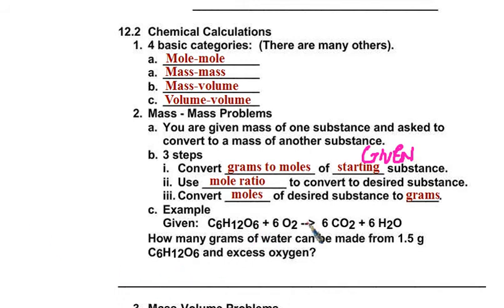Our example here is going to be the cellular respiration equation, which is 1 molecule of glucose plus 6 molecules of oxygen is going to make 6 molecules of carbon dioxide and 6 molecules of water. So we start with 1.5 grams of glucose. Because I'm not going to write it all over again, I will write it as GLU, and that was ugly.